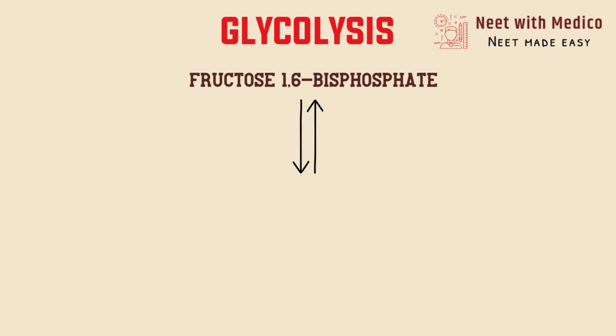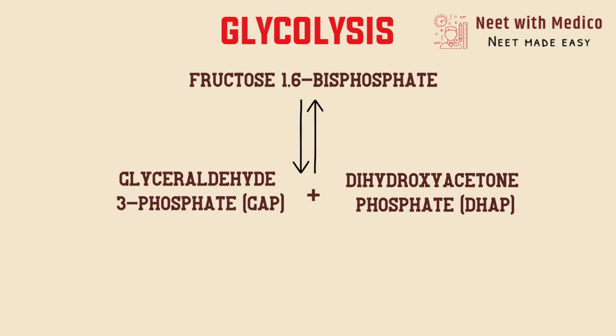Next, the fructose 1,6-bisphosphate splits into 2 molecules, glyceraldehyde 3-phosphate and dihydroxyacetone phosphate. These both are 3-carbon compounds, and the enzyme that catalyzes this reaction is called aldolase. All these reactions compose the first phase of glycolysis, and as you can see, energy is actually utilized in this process in the form of 2 molecules of ATP.